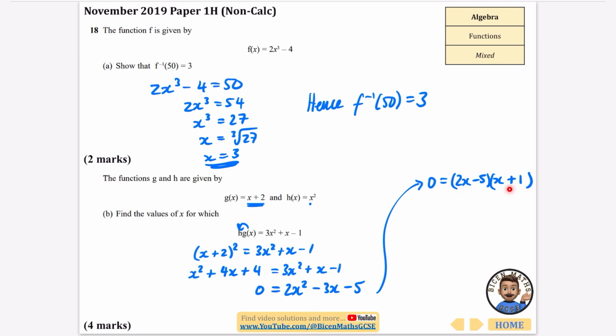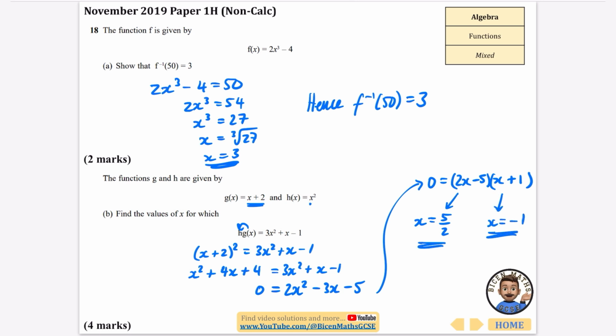Now, if you needed to do the full process, like the AC method, of course you could do that, but I'm just saving a little bit of time. And I think when it's a nice, easy number here and here, you can do the guesswork approach. So from this bracket, we can see that x would be equal to 5 over 2. And from this bracket, we can see that x would be equal to minus 1.